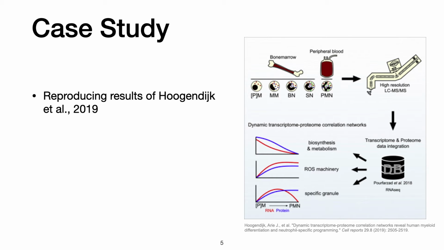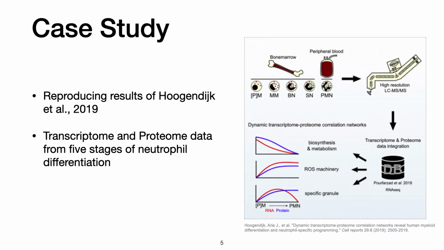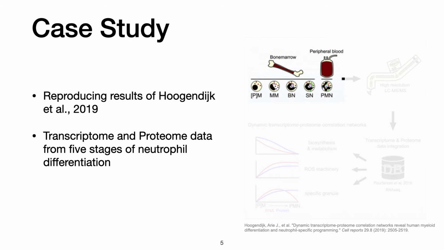I now want to demonstrate to you how OmicsTIDE works. We want to reproduce the results of a study from Hogendig et al. from 2019, and this is their teaser figure. They collected transcriptomic and proteomic data from 5 stages of neutrophil differentiation in humans. And they used dynamic transcriptome-proteome correlation networks to group the genes into modules.